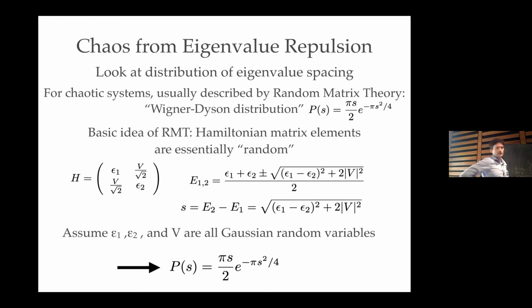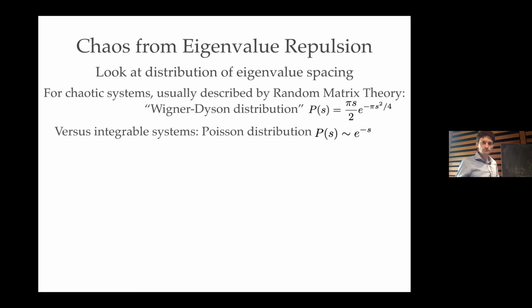And the most salient feature here is that notice that there's a factor of the spacing s in front. So when the spacing is very small, the probability goes to 0. And this is due to eigenvalue repulsion. The off-diagonal elements v make it very unlikely that the 2 eigenvalues will fall on top of each other. Okay.